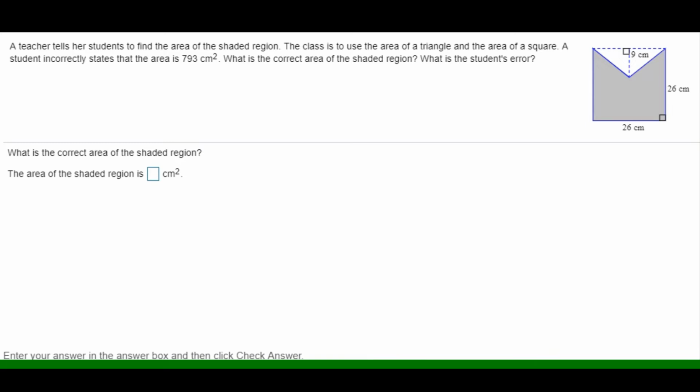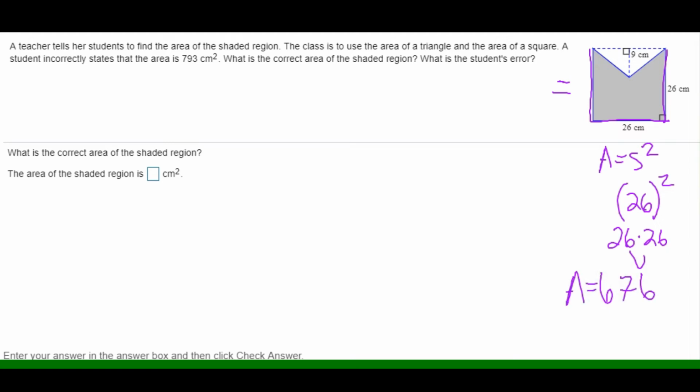So we can see that this square is the area of the shaded and unshaded region. So that's equivalent to 26 times 26, because for a square we have area equals s squared. And since the side length is 26, we know we have to square 26. 26 squared is going to be 26 times 26, which is equivalent to 676. So the area of the shaded and unshaded region together is 676.